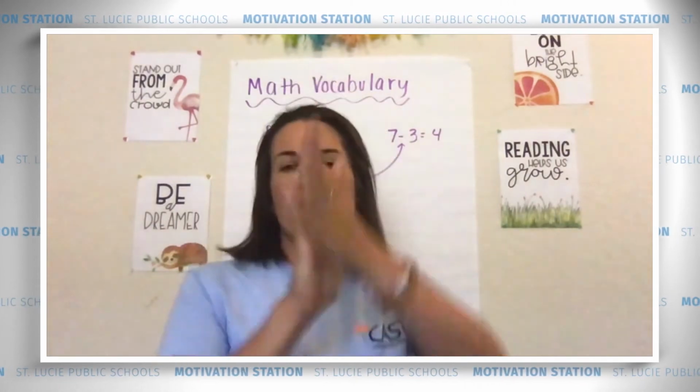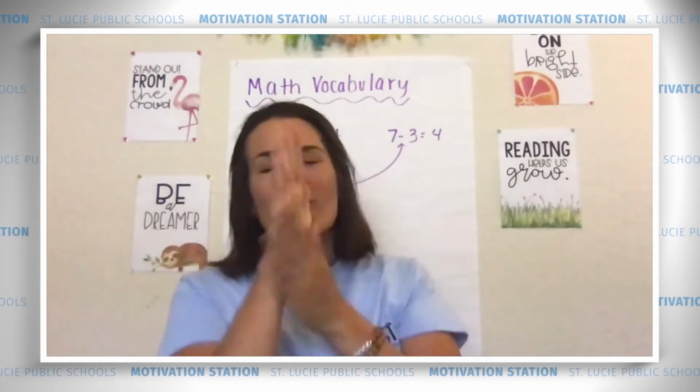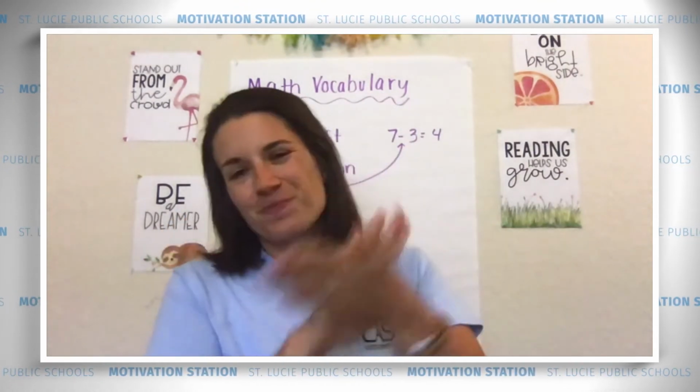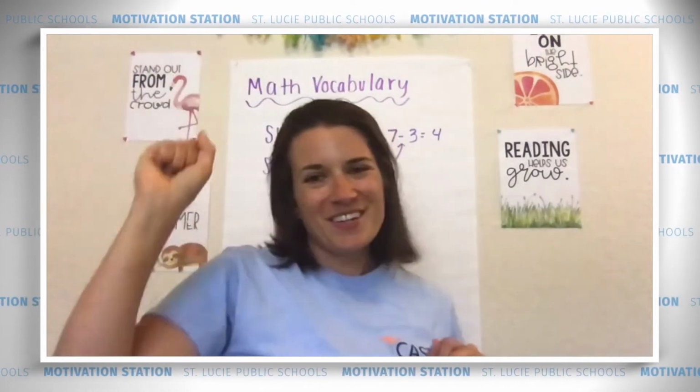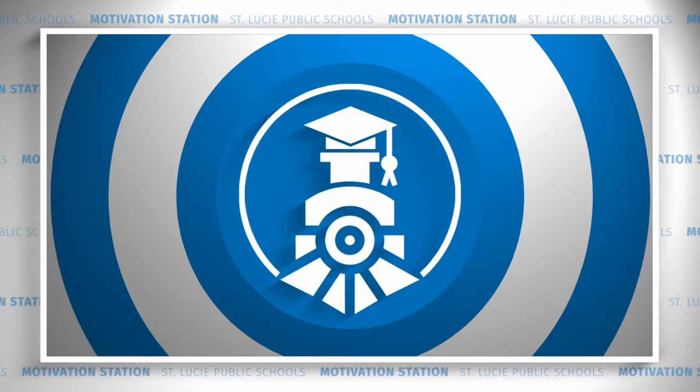Okay, let's go. 5, 4, 3, 2, 1. Warm up that brain. Now let's warm up that heart. 5, 4, 3, 2, 1. Warm up your heart. And give me a big toot toot because you're excited to learn. Toot toot. Okay, let's get started.